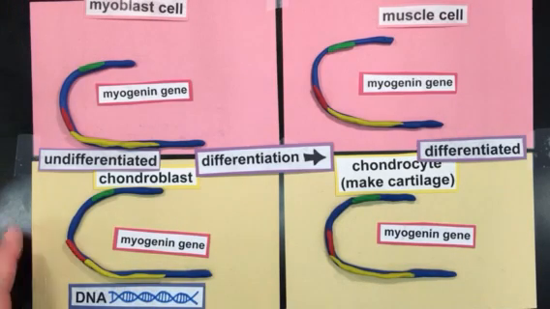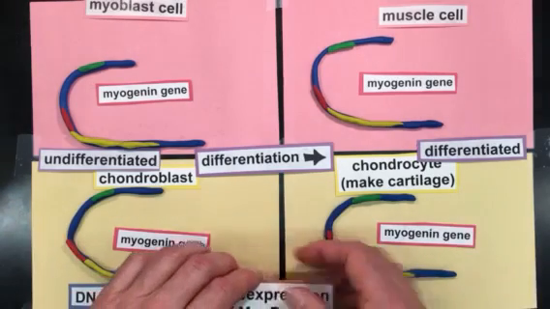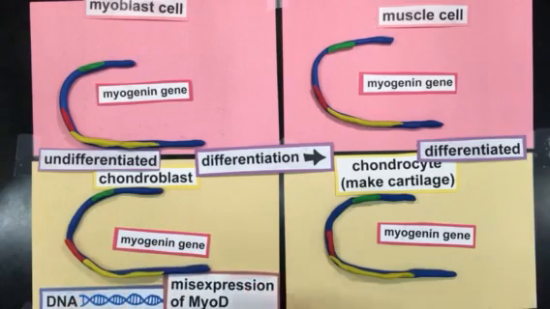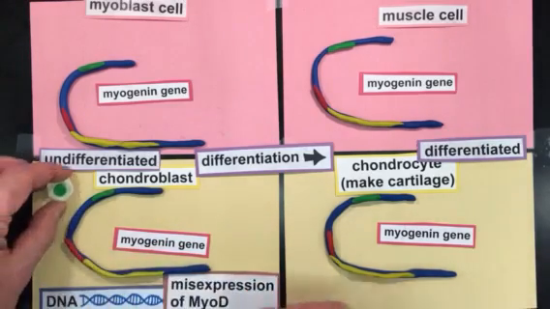Scientists, using mice, were able to do a very interesting experiment. They manipulated the DNA for the myod gene in a test tube, and they put that manipulated gene back into mice. That led to misexpression of the myod protein in chondroblasts.